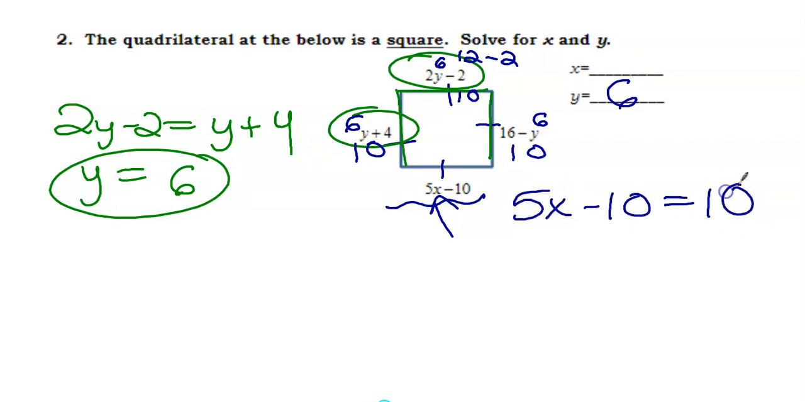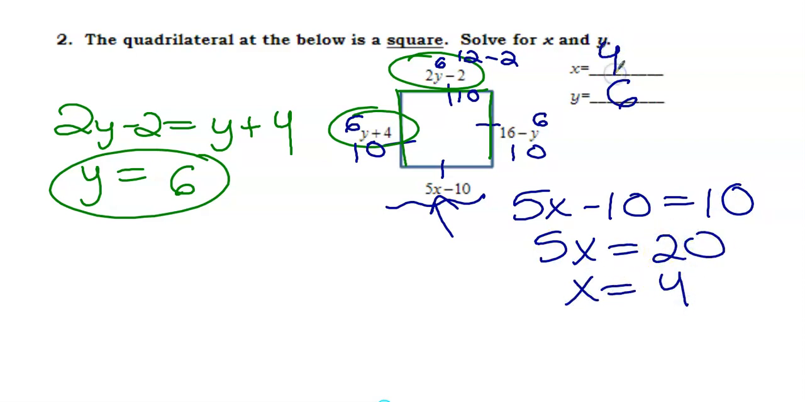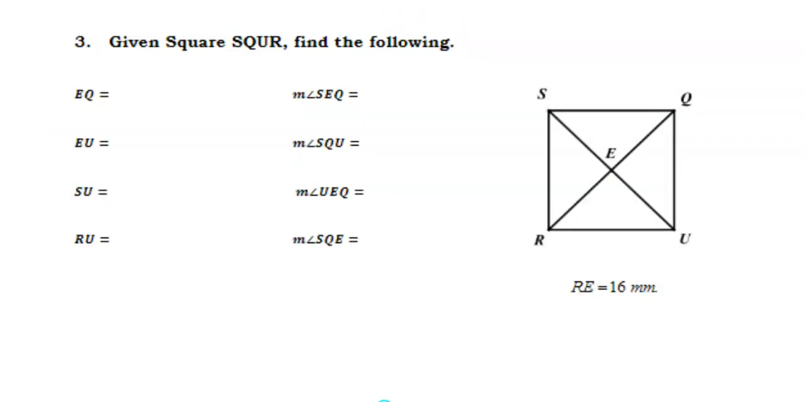So I'm going to make it equal to 10, add 10 to both sides, and divide by 5. So x equals 4 and y equals 6. Okay, so when do you have to plug in and when do you need to just find out what the variables are worth? So looking to see what is equal to each other based on what type of quadrilateral we got. So squares are pretty easy.